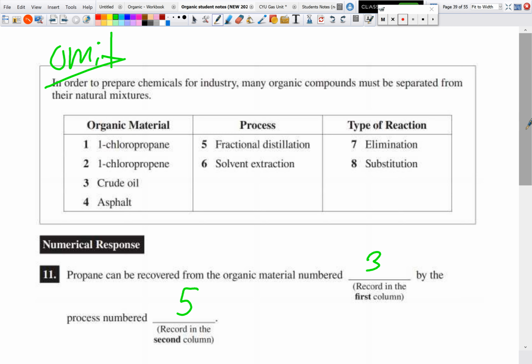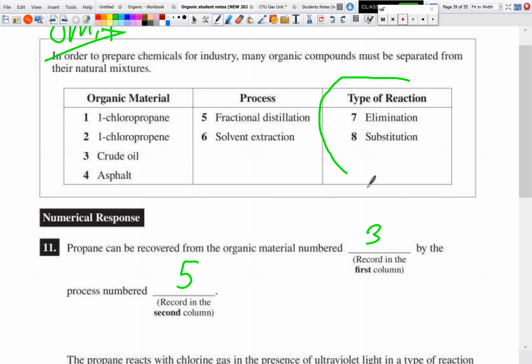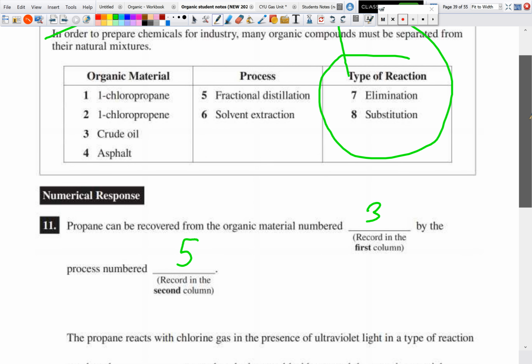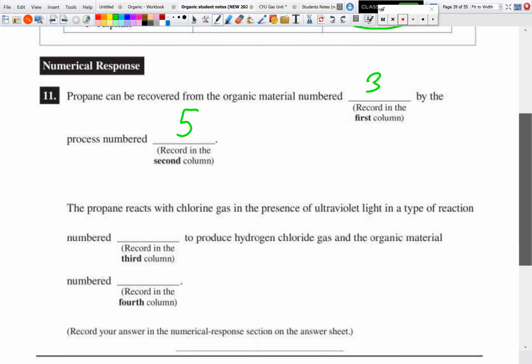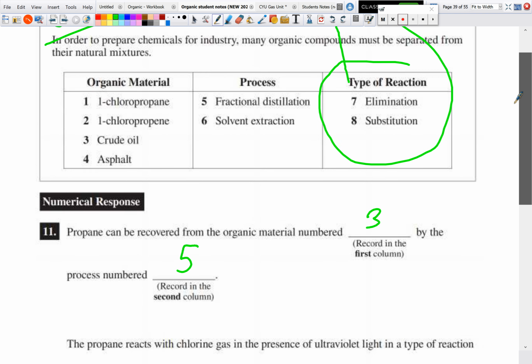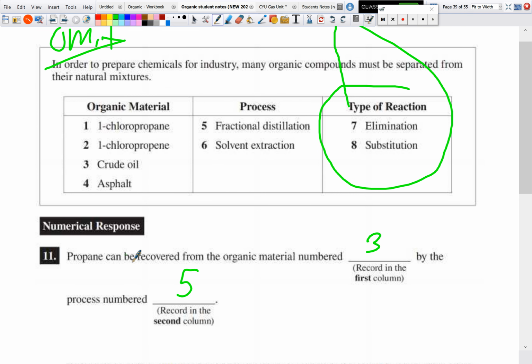Now for that last one, sorry if you tried this one and couldn't get it. Please omit this one. When I put this question in, I forgot about the types of reactions, and we're going to look at that next week. So after next week, we can go back and then fill this in. But if you managed to get this far, so propane can be removed from the organic material known as crude oil, and the process is labeled fractional distillation.